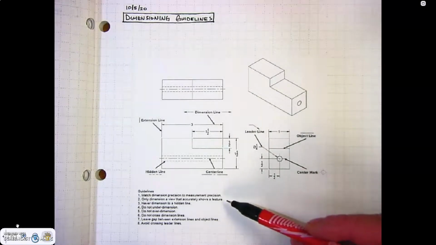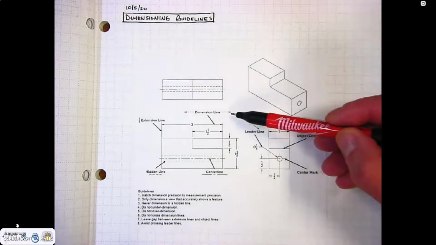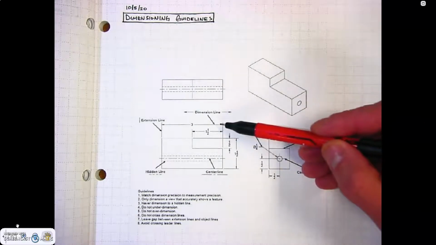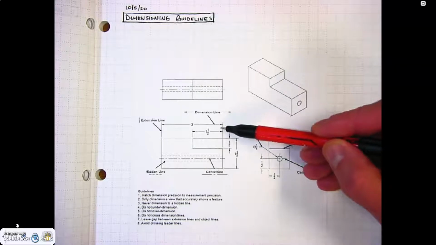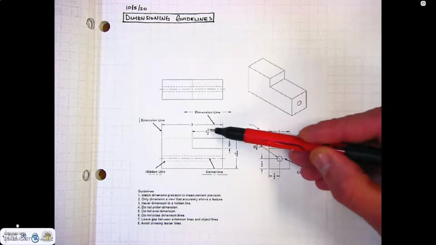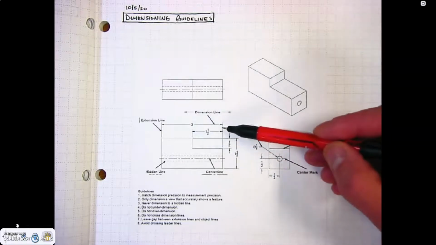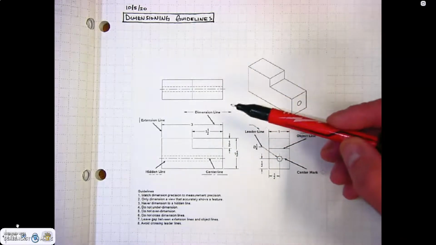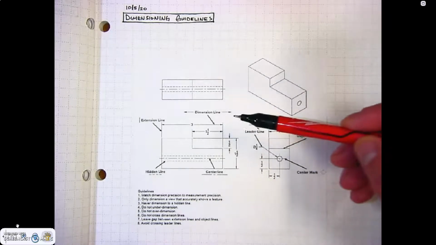Guideline number two, it says only dimension a view that accurately shows the feature. And so we have many different types of lines that we see on our example here. This line with an arrow to it is called a dimension line. And so that dimension line holds the number and it shows where that number, that dimension, what it is referencing. And so it's important that the view that actually shows the feature is the one that should be dimensioned.